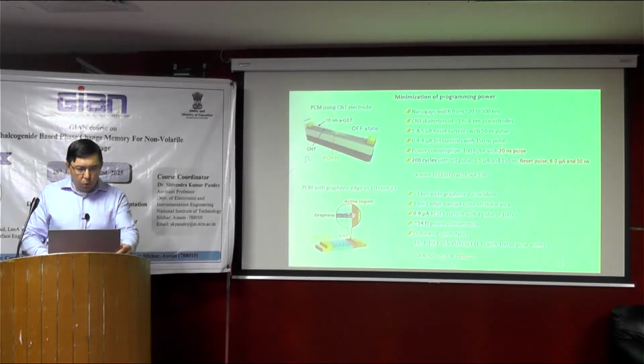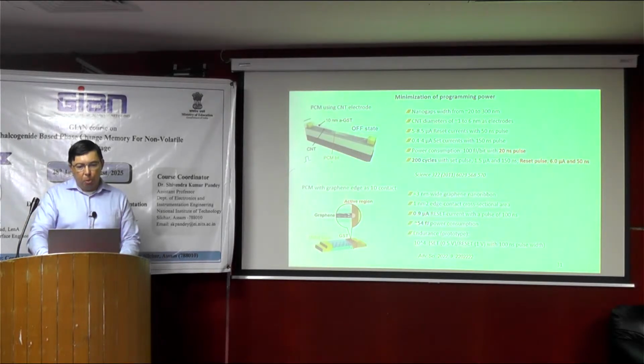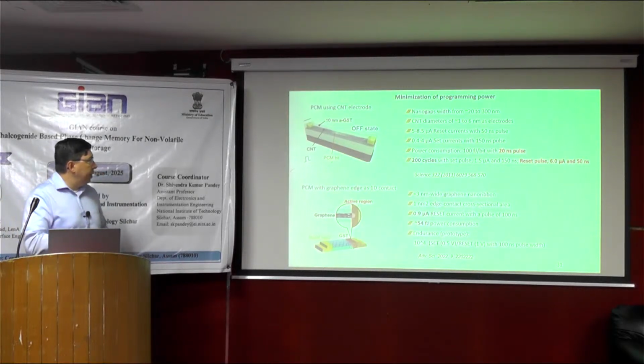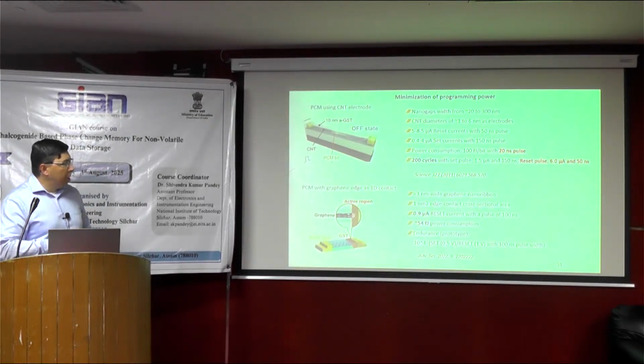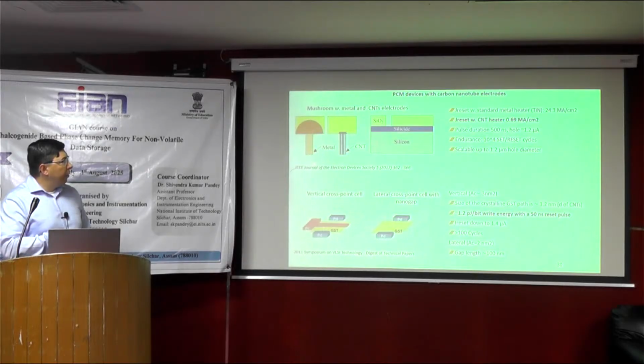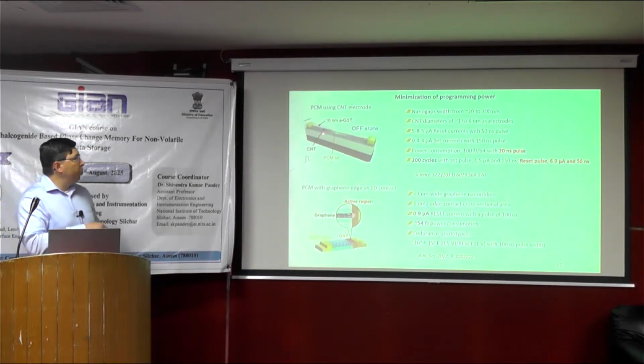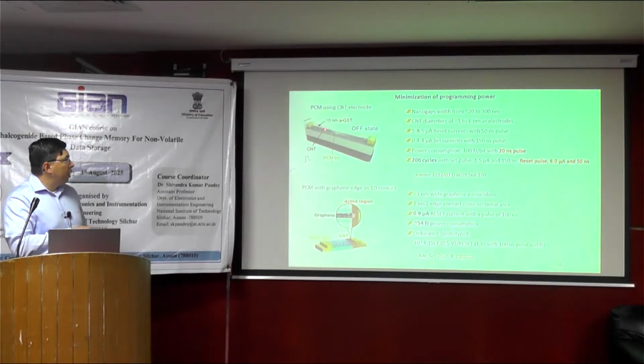So here, how to minimize programming power. There are also other ideas, like using CNT electrodes. In this case, they are integrated into standard technology by replacing the heater. They used the CNT electrodes like in this scheme, and they put the PCM in between.